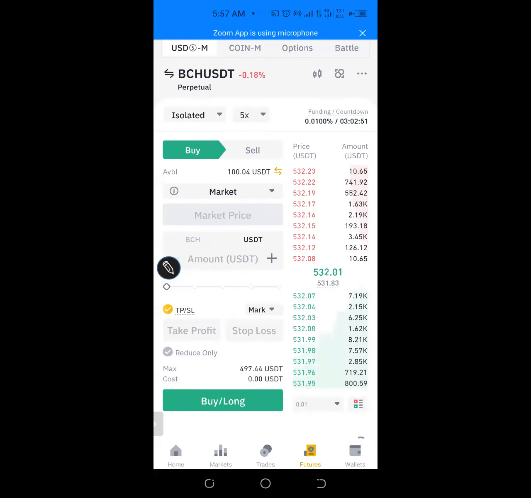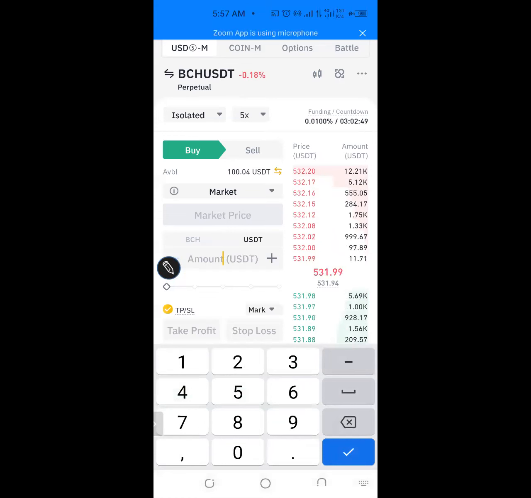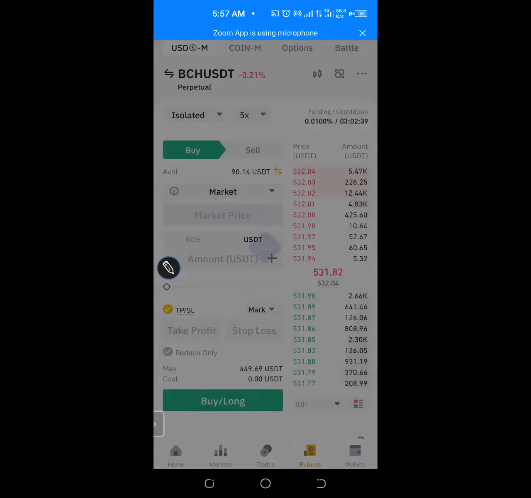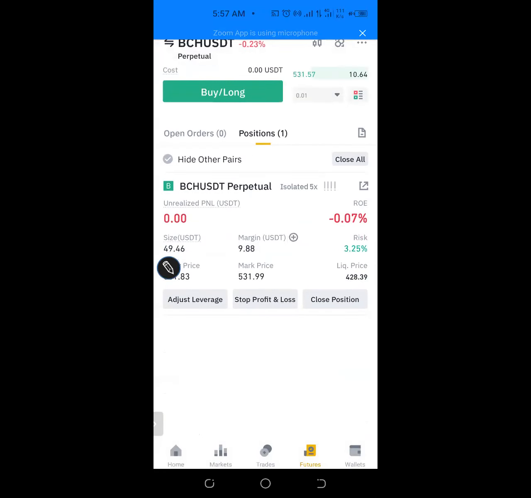Let's see. Say I want this trade to cost me just $50. Now I don't need to set a stop loss. If I wish, I set a stop loss. If I buy, I just need to scroll down on that position, and I will see my position.